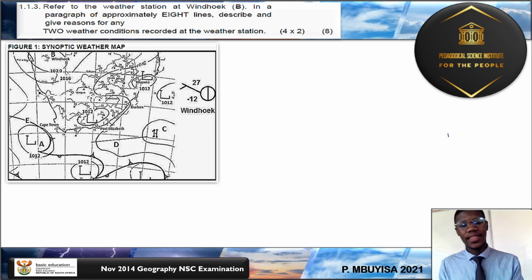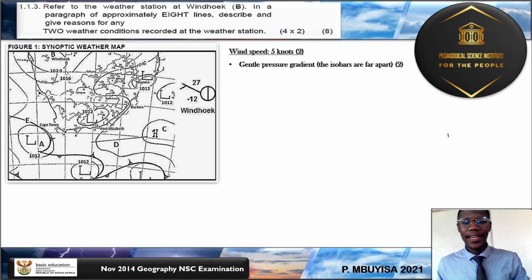Now we are looking at the weather station there. Now what's the air temperature? The air temperature is 27 degrees. So I'm just going to start with wind speed. Oh, we started with wind speed last time. So wind speed is 5 knots.